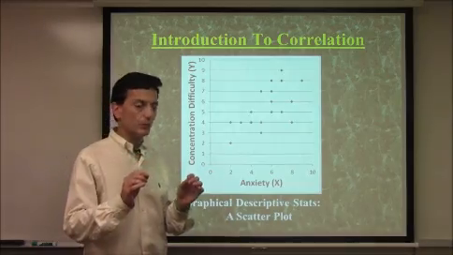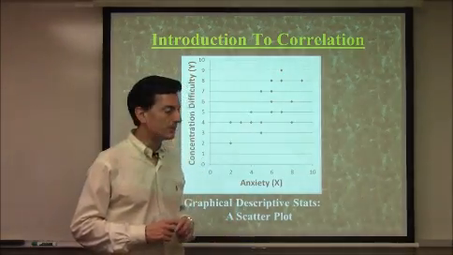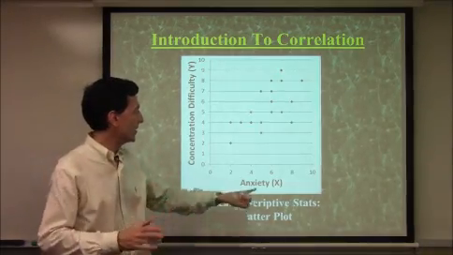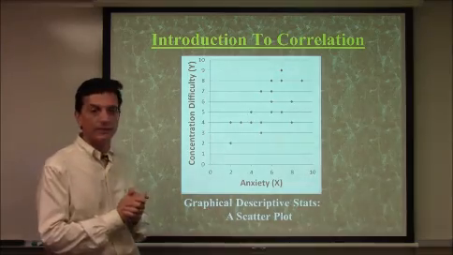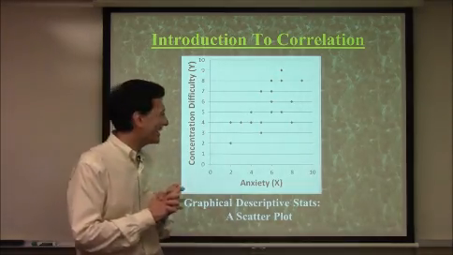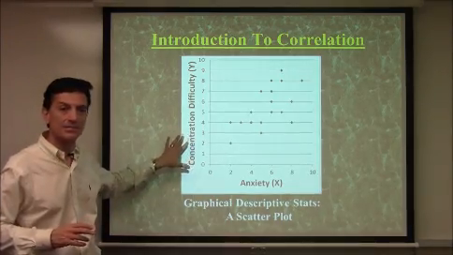For any given score, or for any given participant, we'll plot the intersection of those two scores. So for a particular participant, we might have an anxiety score of 8, and we might have a concentration difficulty score of 4, and so on down the line for each of the points that we have here. We would call this a scatter plot.